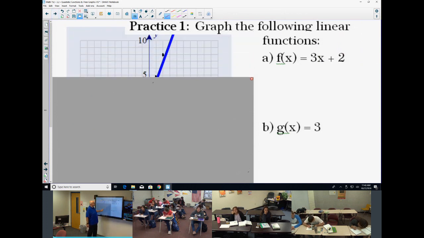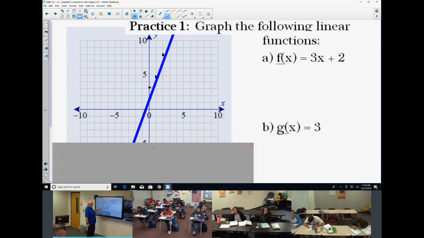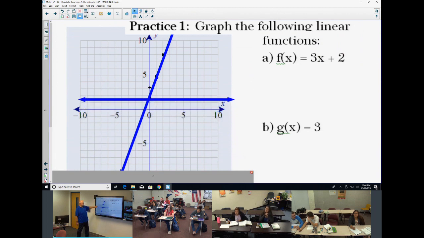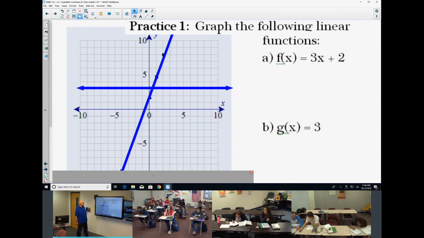So let's have you self-check your answers here. So the first one, your y-intercept is 2, and then from there you go up 3 and over 1. Okay? And then the second one, g of x equals, oh wait, does yours say negative 3 or positive 3? Let's see. Negative, or positive, I mean. Oh, it's positive 3. So that should be up here then. Okay?